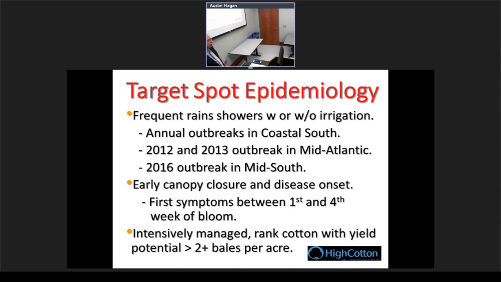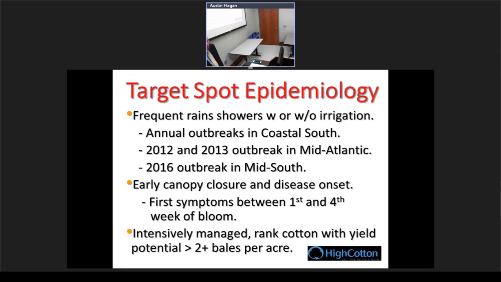One of the other parameters that we find associated with disease outbreaks is very early canopy closure. When that canopy closes, you get a lot of moisture being held within the canopy, then you tend to see very rapid disease development in conjunction with the rainfall. And typically, you'll see symptoms between the first and fourth week of bloom. Usually, it's more along the lines of the third or fourth week of bloom.